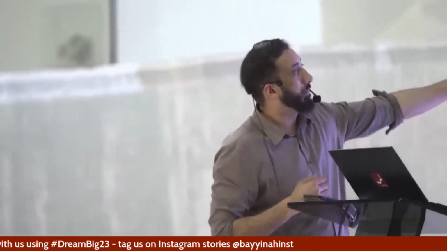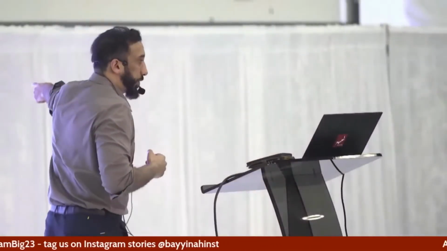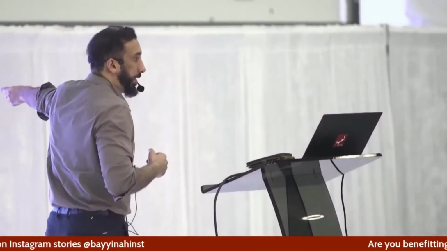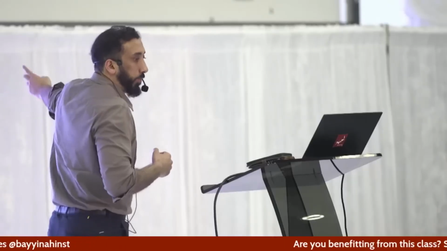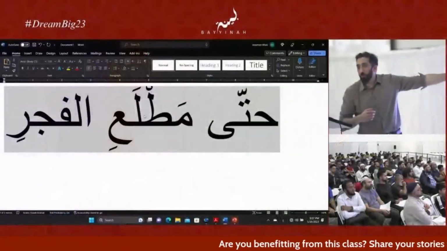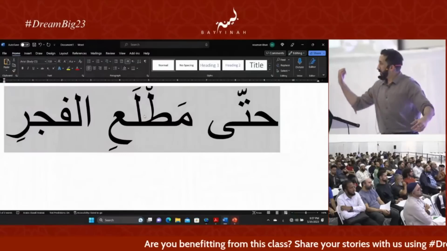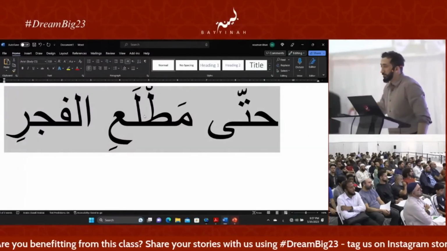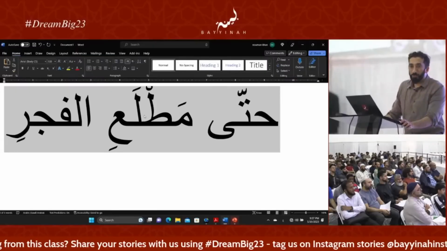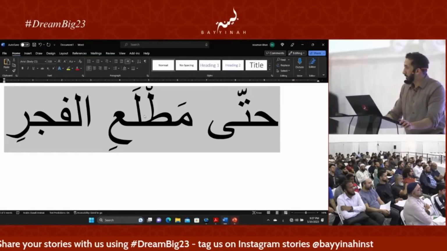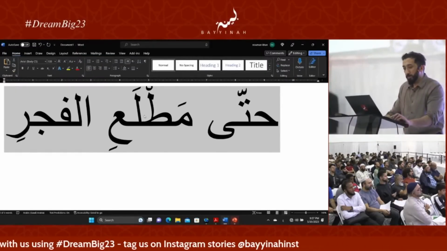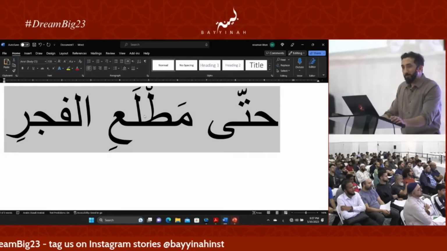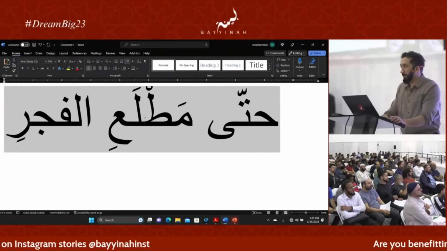Notice hatta matla' al-fajr. Hatta is a harf jar. What did it do to matla'? Made it jar. What happened to matla'? It's light, no al. And al-fajr became jar. What's the relationship between matla' al-fajr? That's mudaf and mudaf ilayh. Okay? That's mudaf and mudaf ilayh. Cool, huh? This is getting pretty sweet.